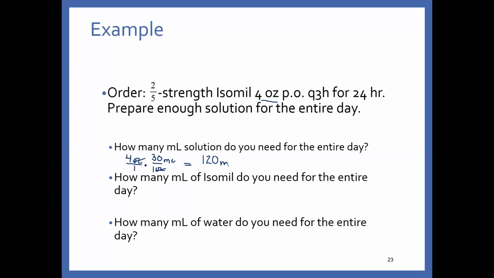Now that 120 ml is to be given every 3 hours. So I know that there are 24 hours in a day. I'm going to divide that by every 3 hours, and that tells me that there are going to be 8 feedings in a day. So I'm going to multiply this number times 8 because I'm going to be giving the isomil 8 different times in the course of one day. And so that gives me a total of 960 milliliters for the day.